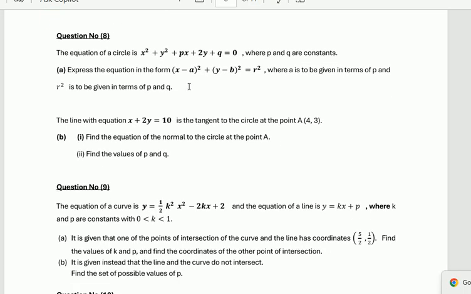For question number 8, the equation of a circle is x square plus y square plus px plus 2y plus q equal to 0, where p and q are constants. Part A: express the equation in the form (x minus a) whole square plus (y minus b) whole square equal to r square, where a is to be given in terms of p and r is given in terms of p and q. The line with equation x plus 2y equal to 10 is tangent to the circle at point A (4, 3). Part B: first find the equation of the normal to the circle at point A. Second, find the values of p and q.